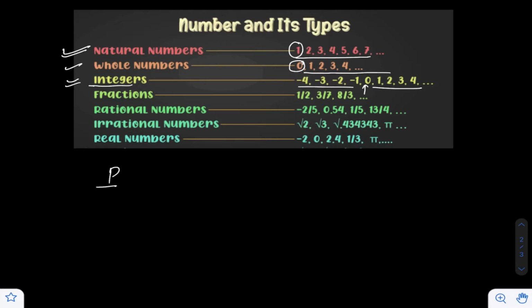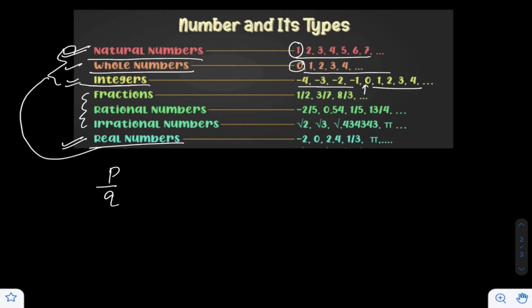You all know what fractions are, in P upon Q format. Now these three we don't have to go into. What is more important for this chapter is real numbers. So real numbers can be any number that you can think of. Maybe a fraction, maybe a decimal, maybe a whole number or a natural number. All these natural numbers, whole numbers and integers are included in this set, real numbers.